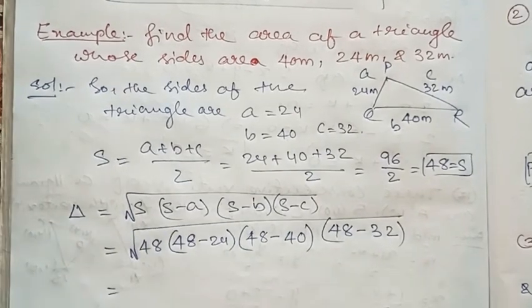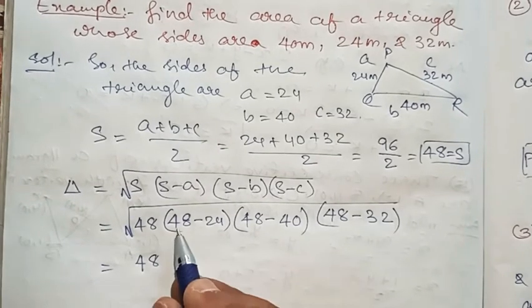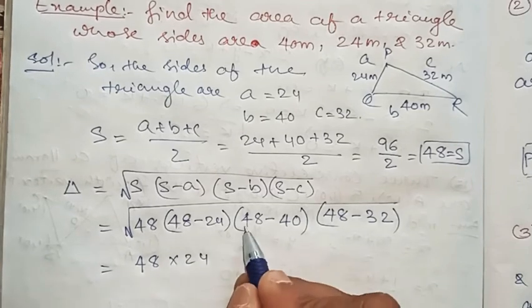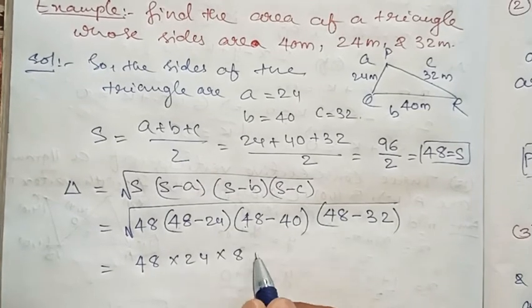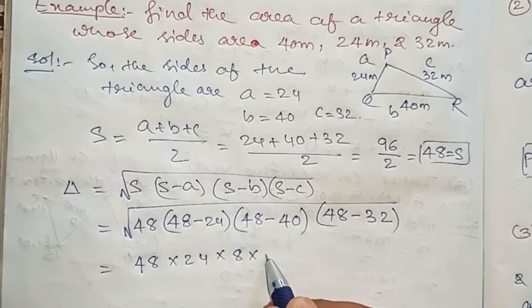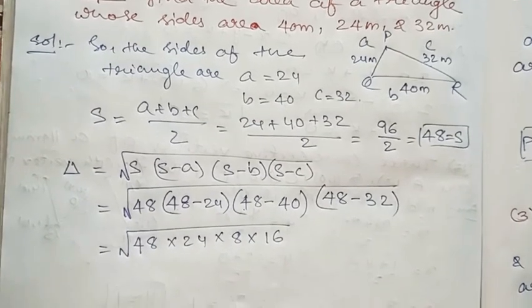Now 48 will be as it is. 48 minus 24 is 24. Write multiplication sign. 48 minus 40 is 8. Write multiplication sign. 48 minus 32 is 16. So we got this much value as multiplication.